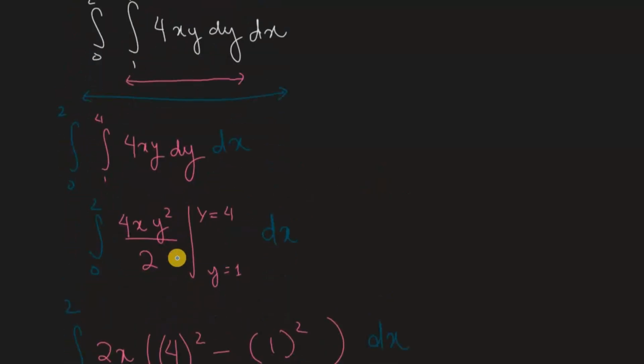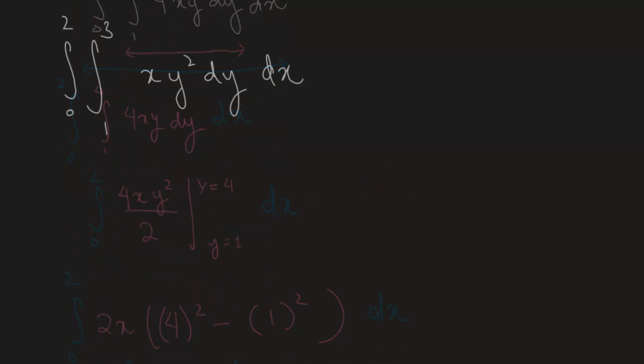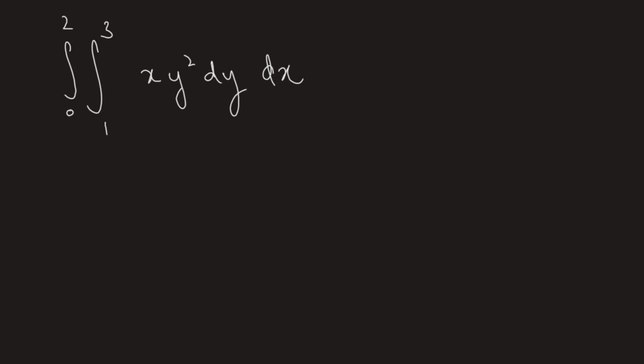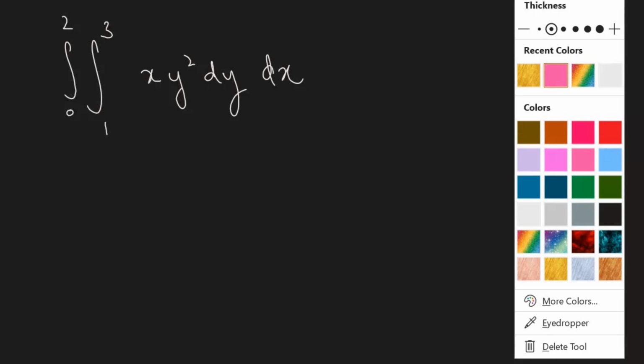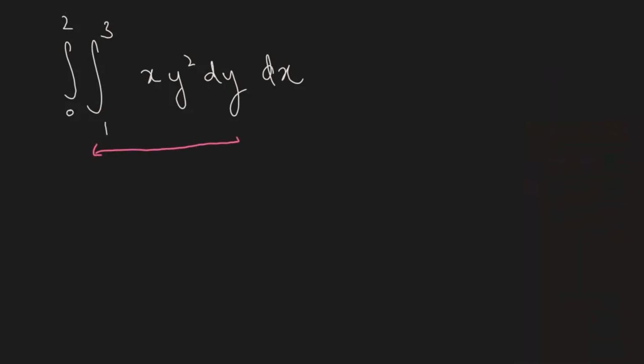Okay, let's do another problem. Alright, so this is our last problem for the video. Like always, we are splitting the problem into two parts. First we are evaluating the inner part and then the outer part. So here first we're going to write the integral from 1 to 3 of xy squared dy.